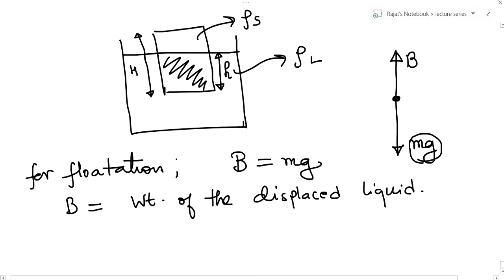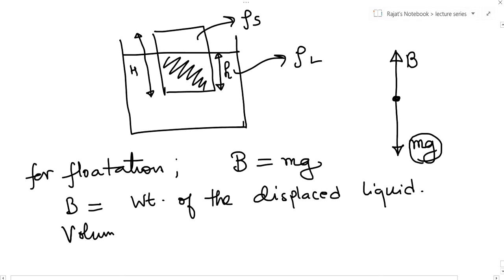We know that the volume of the displaced liquid is equal to the volume of the submerged part of the solid. Whatever solid is inside the liquid, that much volume of liquid will be displaced. If we know the volume of displaced liquid, I will multiply it with the density of liquid to get the mass of the displaced liquid. If I multiply it with g, I will get the weight of the displaced liquid.